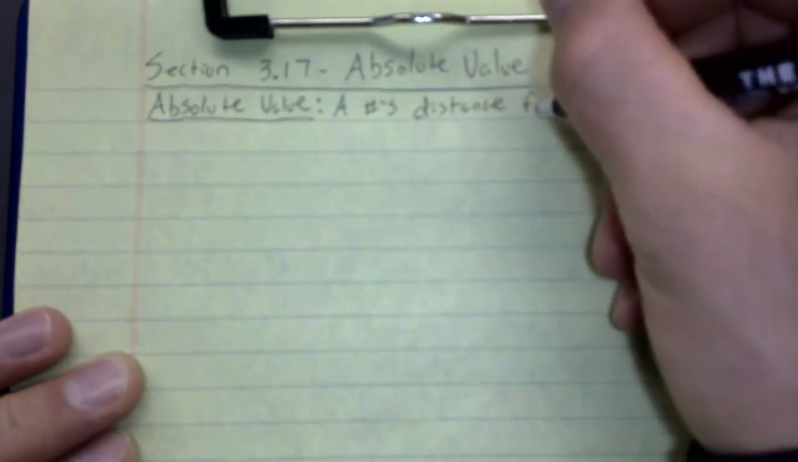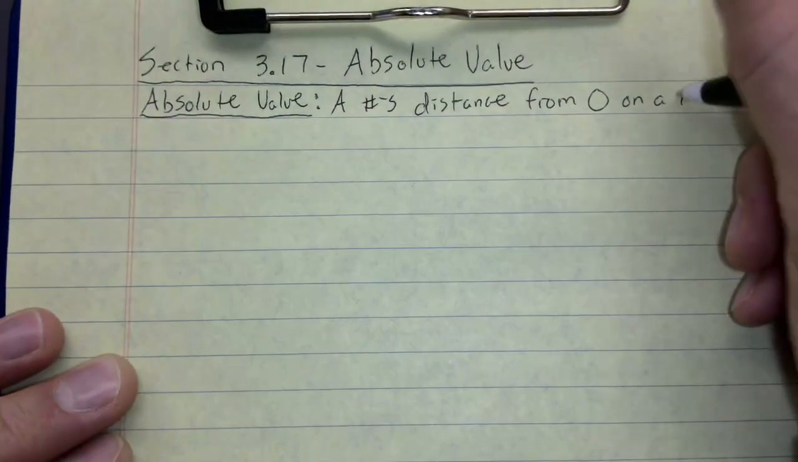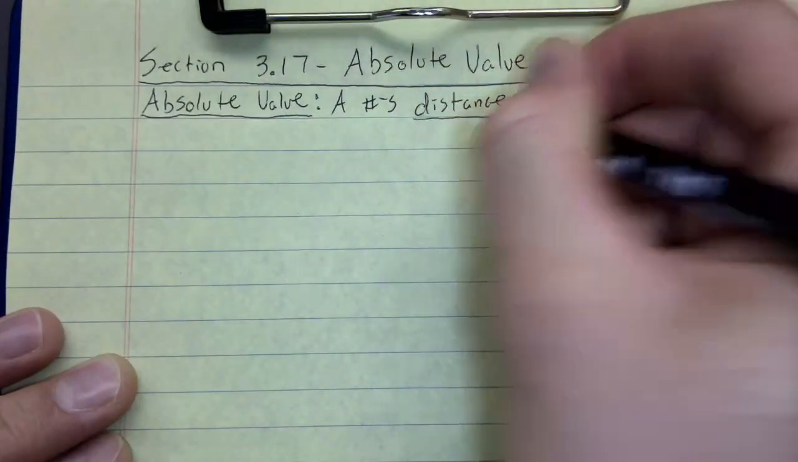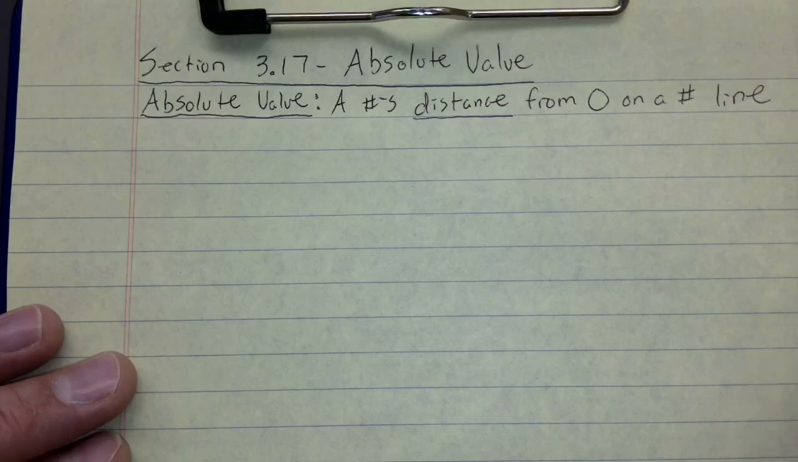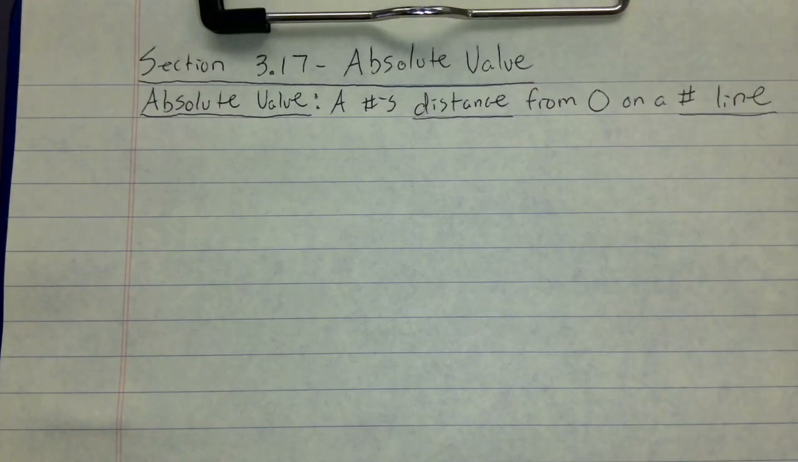An absolute value means that a number's distance from zero on a number line. So it's a number's distance, and go ahead and underline distance because that's important, on a number line. All right, so when you're looking at a number's distance from zero, you're looking at the absolute value.